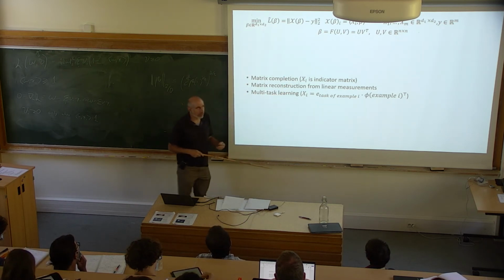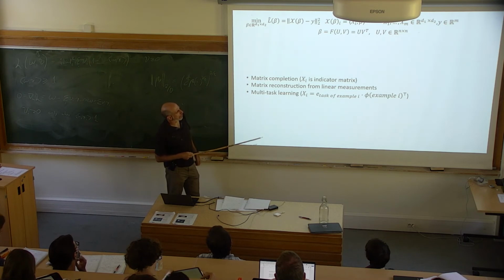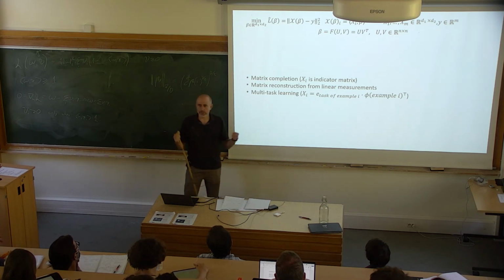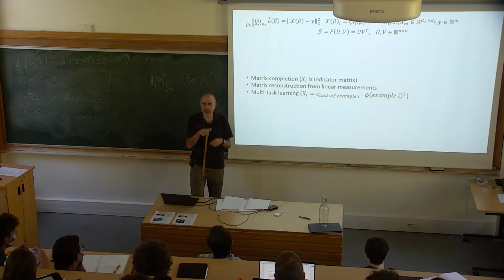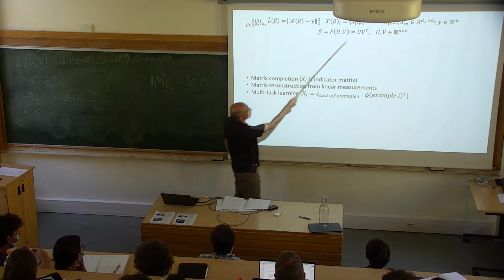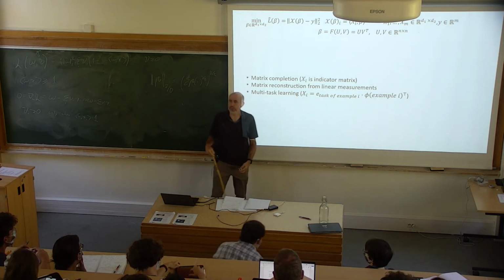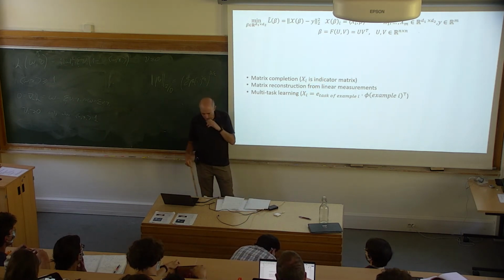The main difference is we're going to factorize beta, and instead of factorizing beta element-wise, as u squared or u times v element-wise, we're going to factorize beta as a matrix product, u v transpose.